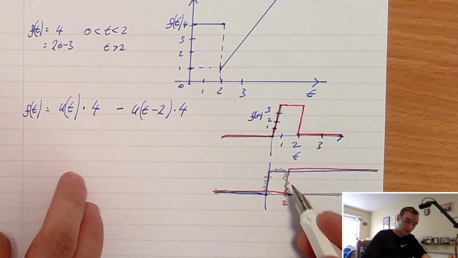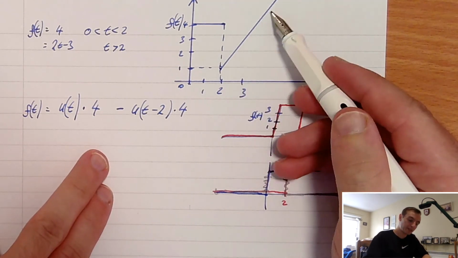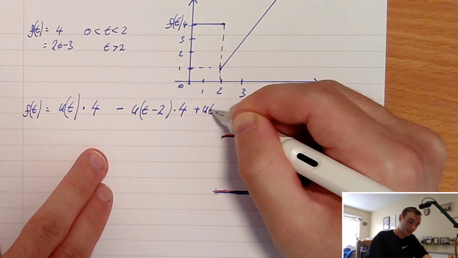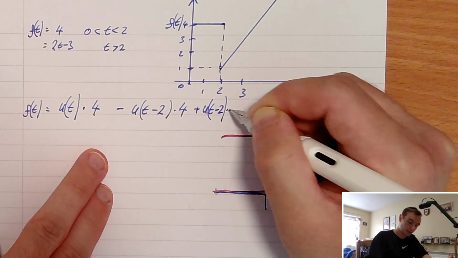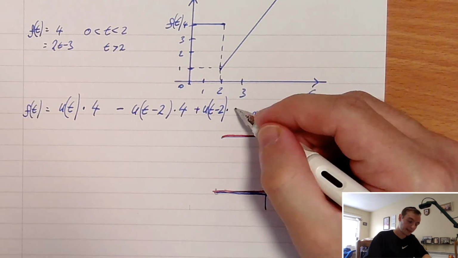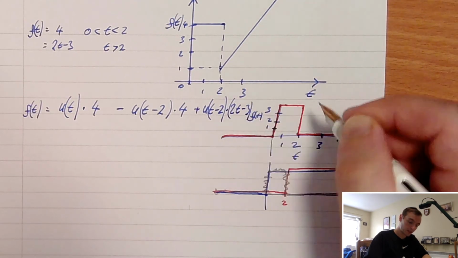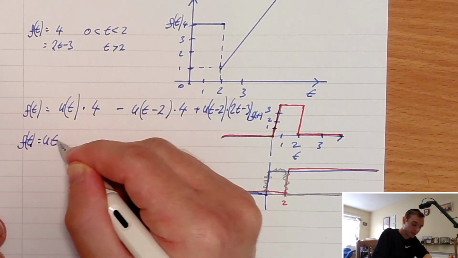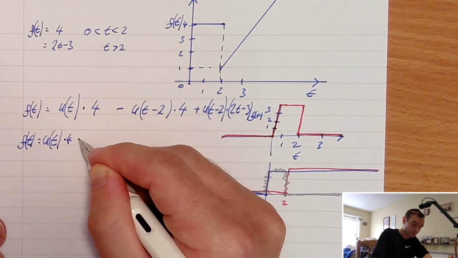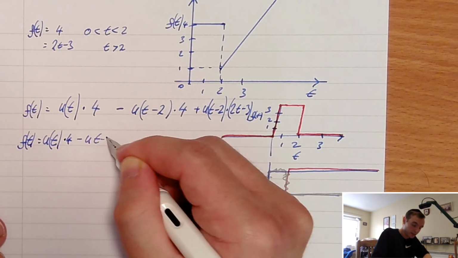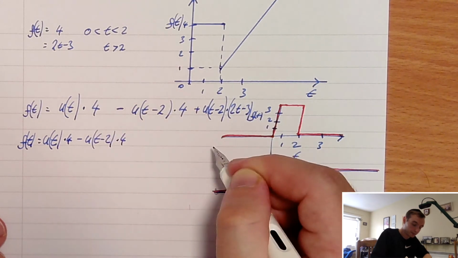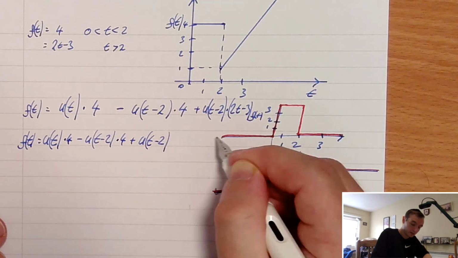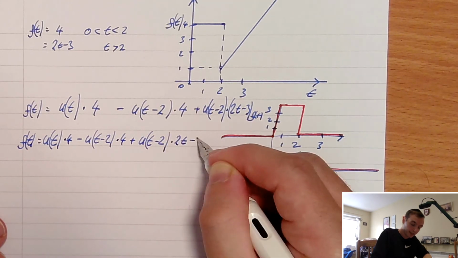So now we're back to 0 over here. We can start building up this function. So we can say plus u(t-2)·(2t-3). So I'll just write that down over here again, just to make it a bit clearer. So f(t), we've got u(t)·4 minus u(t-2)·4 plus u(t-2)·(2t-3).